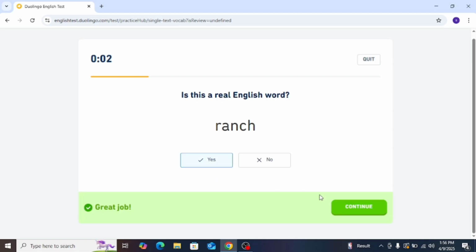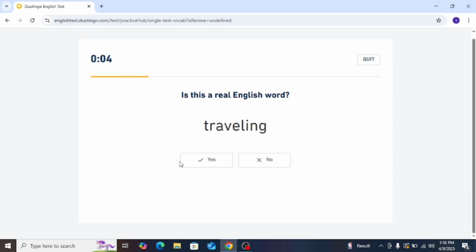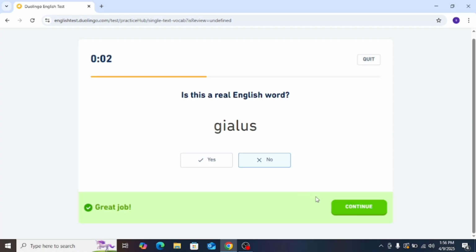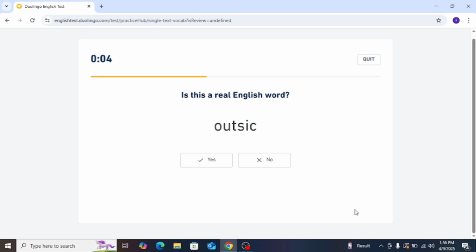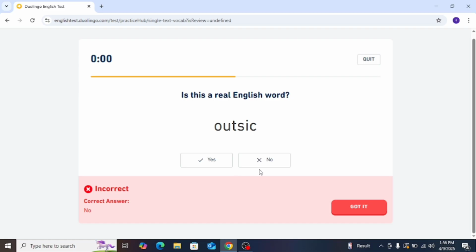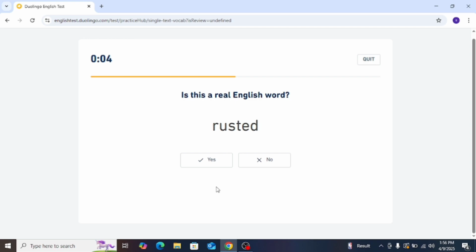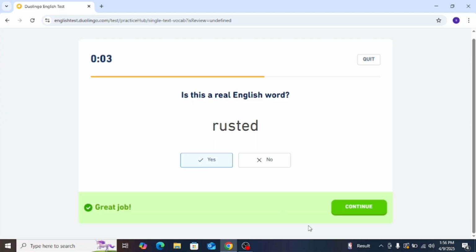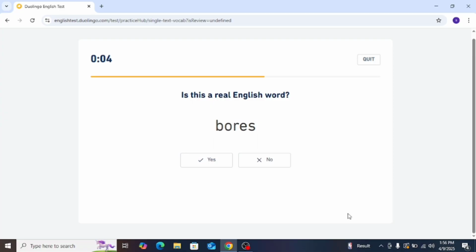Wrench, traveling, no. Outsick, yes, but no, this is not a real English word. The correct answer is also no. So the correct answer is no. Roasted, yeah, of course. Bores.